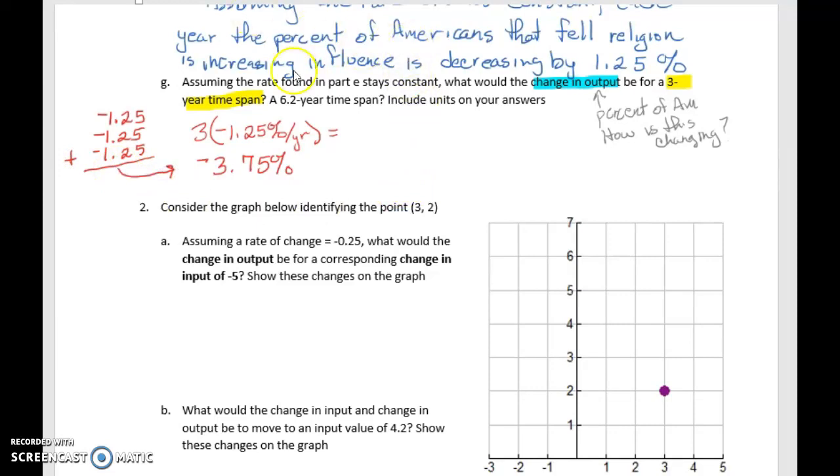So in the 6.2 years time span, it'll be a little more than the 6 times. So in this case, it's going to be 6.2 times what happens each year. And so we're going to end up with a decrease of 7.75% in the 6.2 years.